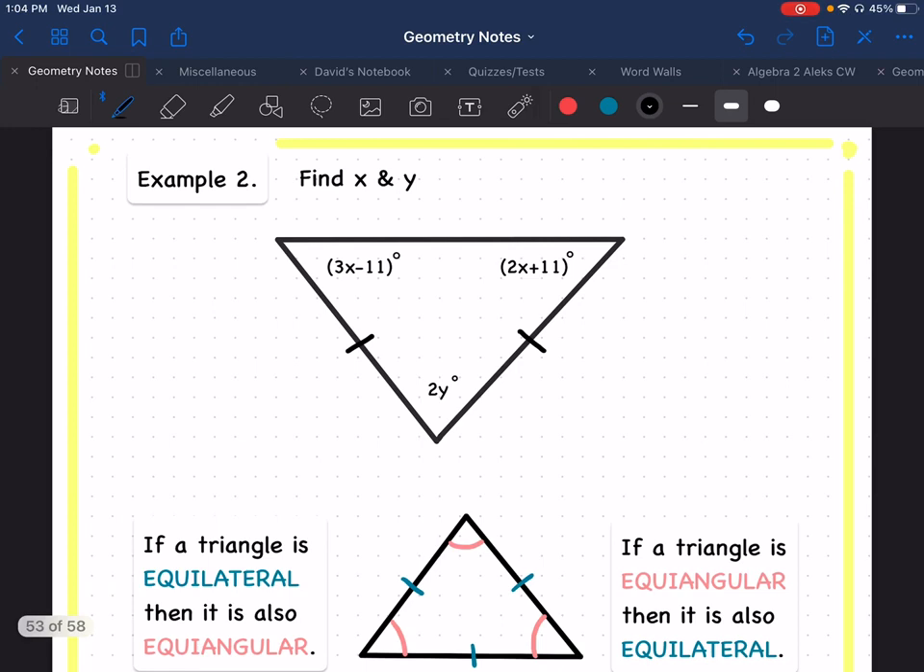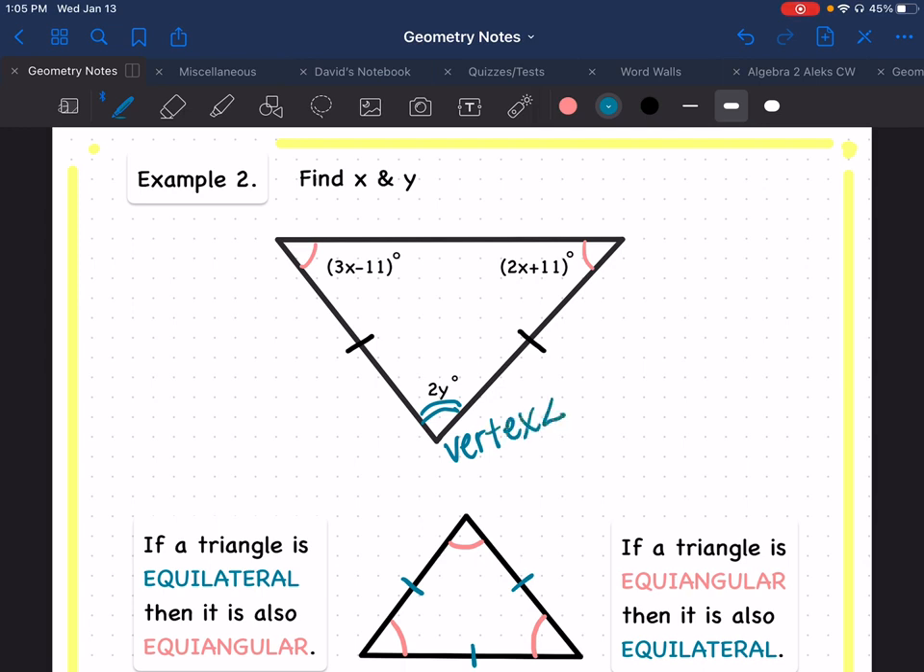In example 2, we are asked to find the value of x and y. Notice that I know I have an isosceles triangle. Per the base angle theorem, since those two sides are congruent, this angle and this angle are my base angles, and I know that they are congruent as well. Okay, so let me grab this. This is congruent to that, and this is my vertex angle.